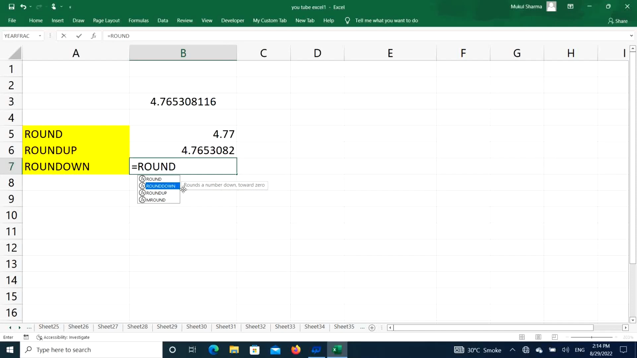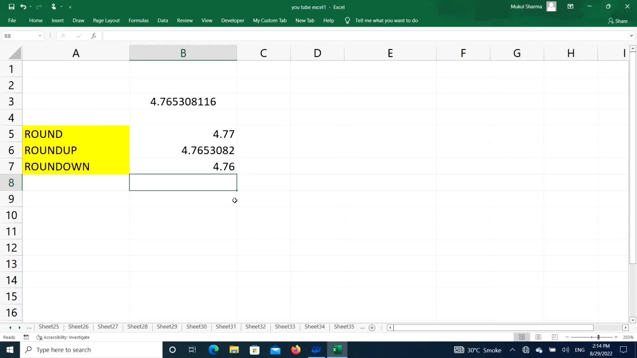You can read it out: rounds the number down towards 0. What does that mean? Select this number again. Now in this case, I would be showing you something. Let us say I will type 2. The expected answer would have been 4.77 if it was a simple rounding off, just as we do in mathematics. But instead it will provide me this answer, 4.76.